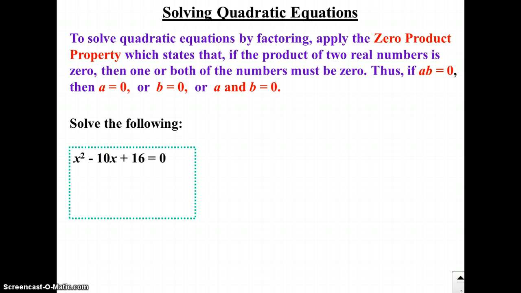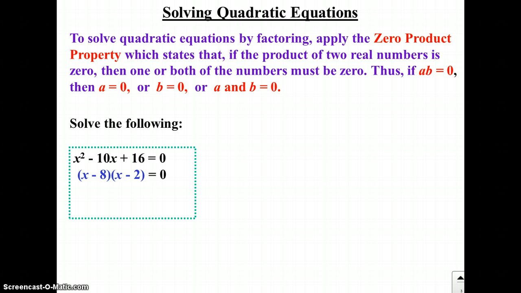Say you're asked to solve x squared minus 10x plus 16 equals 0. We notice the left side of this equation is a simple trinomial. We're going to factor that using sum product. What two numbers add to negative 10 and multiply to 16? We're going to use those two numbers to factor the left side of this equation. Keep the right side equal to 0. So x minus 8 times x minus 2 equals 0.